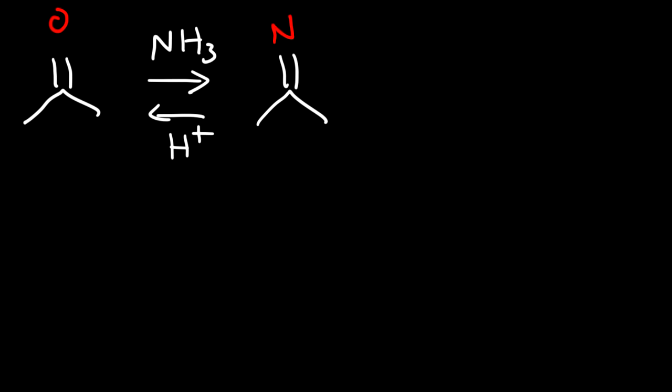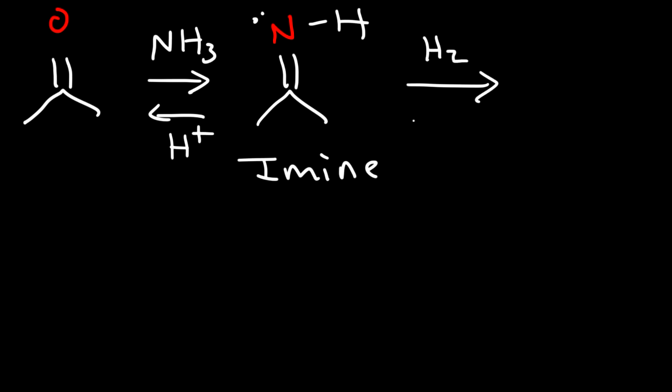So water is the side product. You need to take away the oxygen and two hydrogen atoms from the nitrogen atom, which leaves behind one hydrogen atom. And so now we have the imine product. And then we could reduce the imine using hydrogen and palladium over carbon into an amine. And so that process, the conversion of a ketone into an amine, is reductive amination.